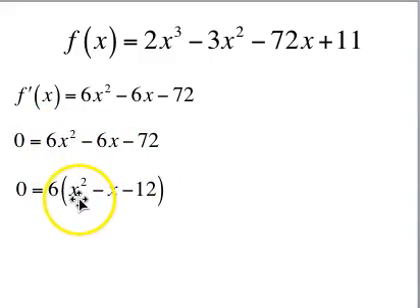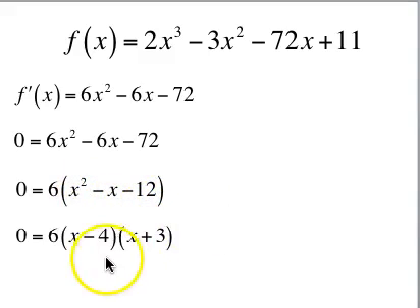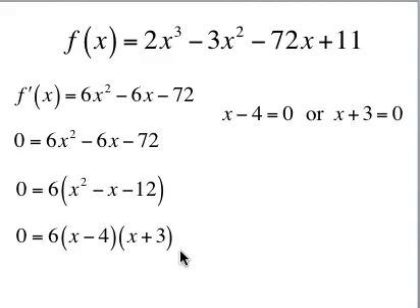6x squared divided by 6, 1x squared. 6x divided by 6, minus x. 72 divided by 6, 12 with the minus sign there. Then factoring this will be x minus 4 times x plus 3. So if that's the case, x minus 4 is 0 or x plus 3 is 0 because 6 can never be 0. So our critical values will be x is 4 or x is negative 3.